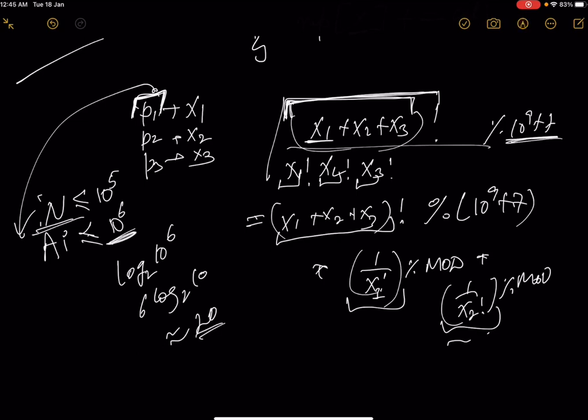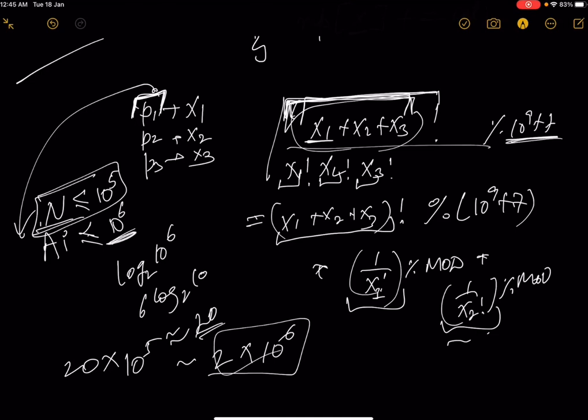If there are n numbers, this sum will be equal to 20 into 10 to the power 5, which is 2 into 10 to the power 6. So the sum of the total frequency of all the prime numbers will always be less than or equal to 2 into 10 to the power 6. So we will store the factorial of all the numbers up to 2 into 10 to the power 6, and at the same time we will also store their inverse factorials.